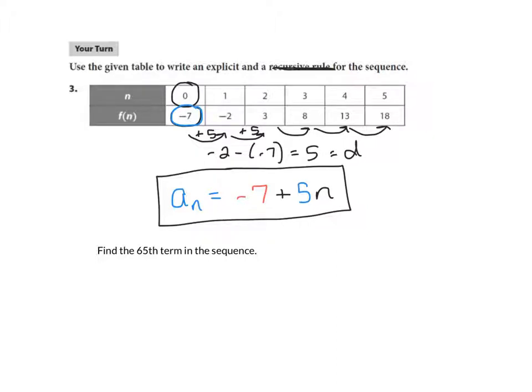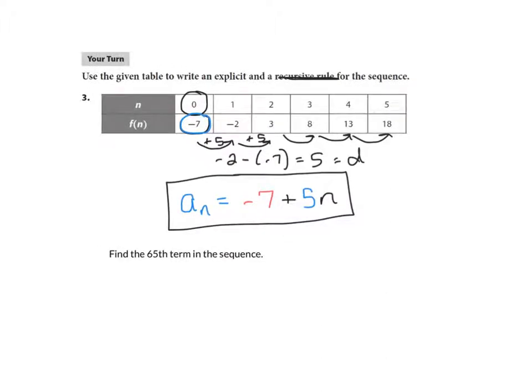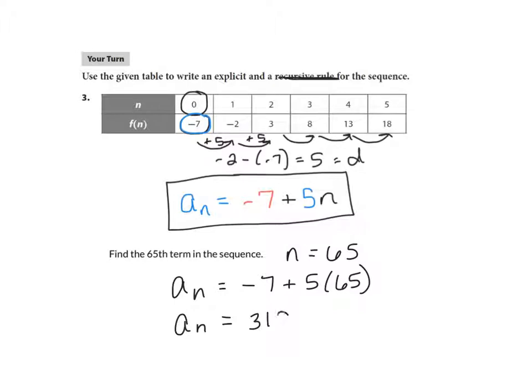Now the reason we write this equation is that we can find any term in the sequence. So what if I want to find the 65th term in the sequence? Well, I'm definitely not going to write the sequence out until I get to the 65th term. As mathematicians, we want to compute. So n is now going to be 65. Using my equation, I can just put in negative 7 plus 5 times 65. So we find out that the 65th term is 318.